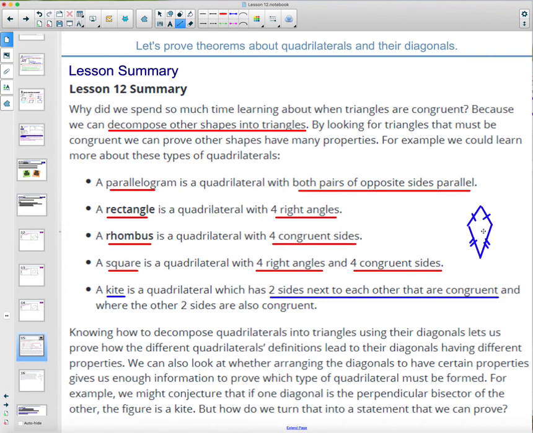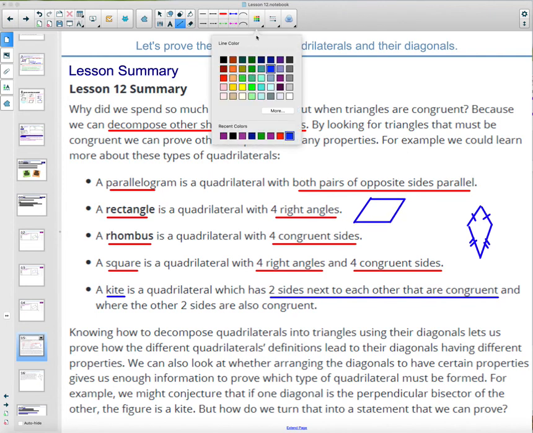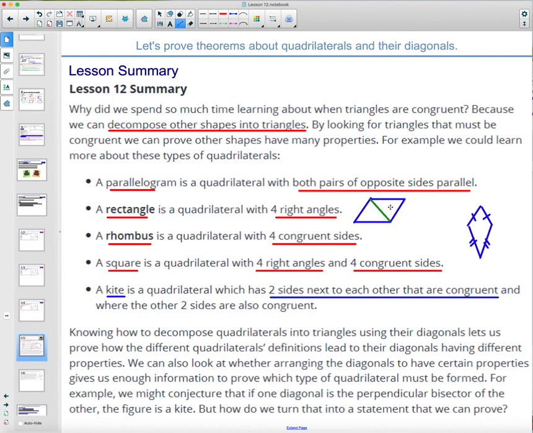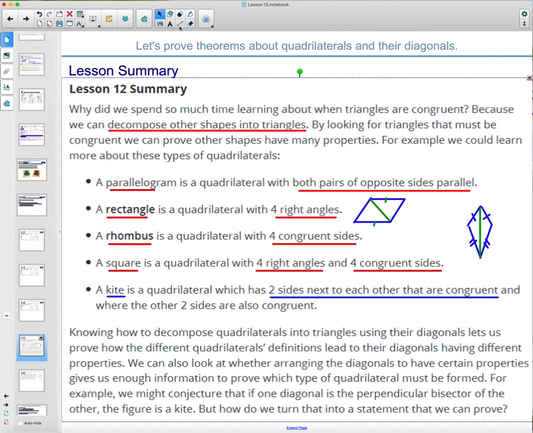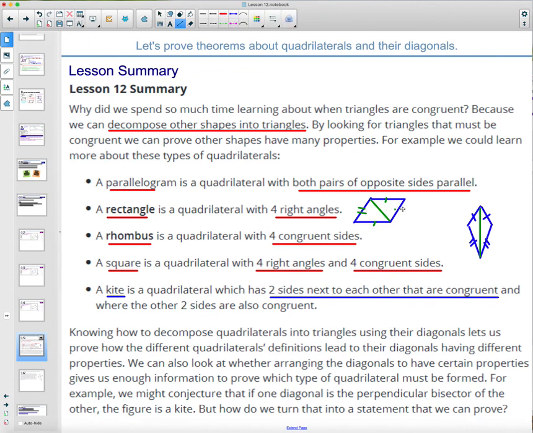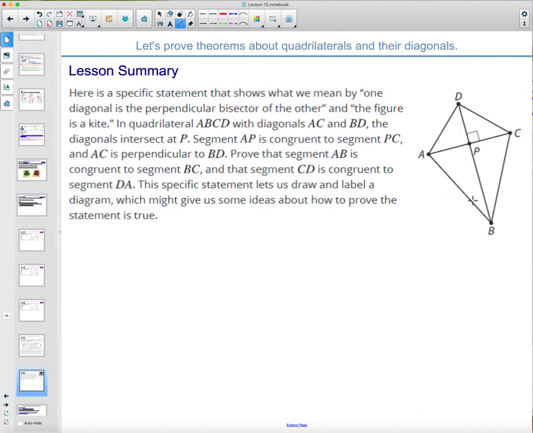Knowing how to break these apart with a diagonal is helpful because it helps you see the congruent triangles. If we take a look at a parallelogram, which we did in that one example, and we break this apart with a diagonal, you see the congruent triangles. You could see that in a rhombus as well. And then here in the kite, it splits down this way. In a parallelogram, these two sides are congruent and these two sides are congruent. And here's a couple of things just about the kite.